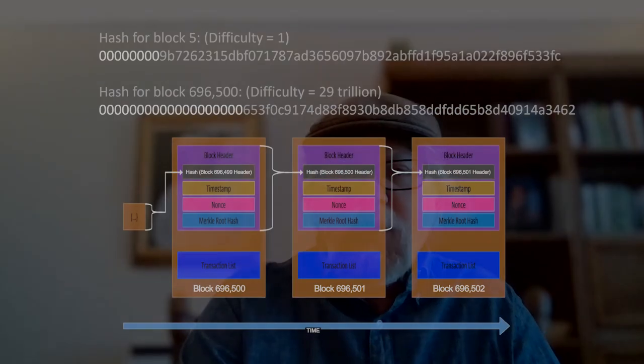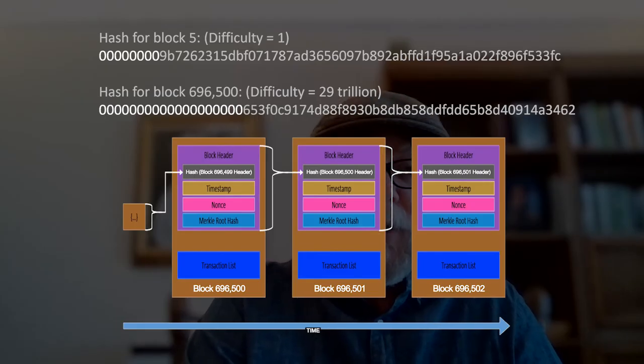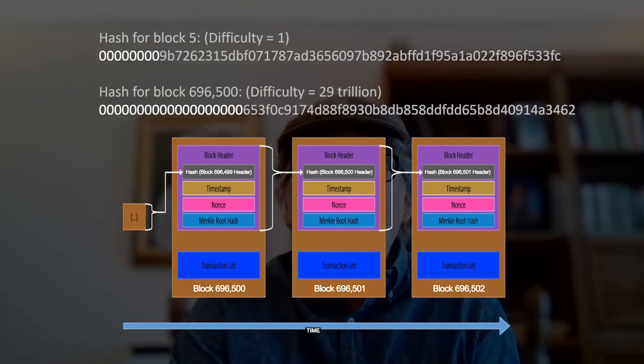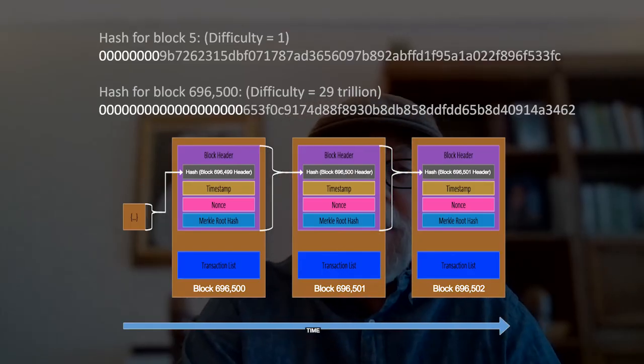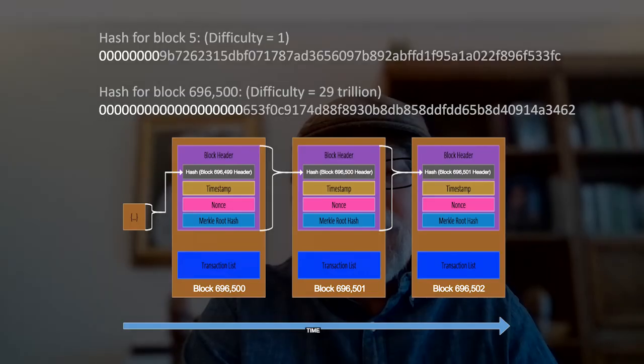In hexadecimal, a smaller number will have more leading zeros than a larger number. In simple terms, you can think of the difficulty as the number of leading zeros required to win. As the difficulty has increased over the years, the number of leading zeros needed to win has also increased. Here are the winning hashes for block 5 when the difficulty was 1, and block 696,500 when the difficulty was 29 trillion. That is 29 trillion times harder than block 5. The hash for block 5 has 8 leading zeros, and the hash for 696,500 has 19 leading zeros.